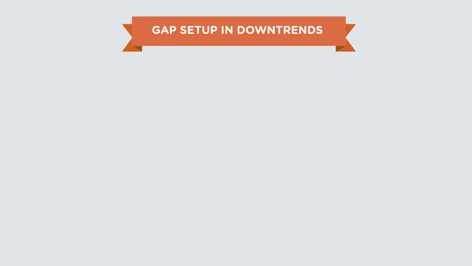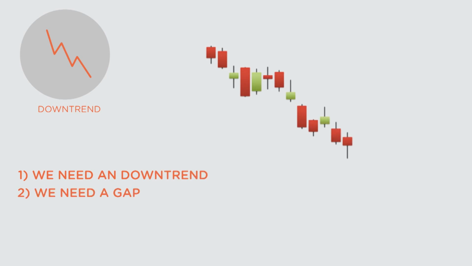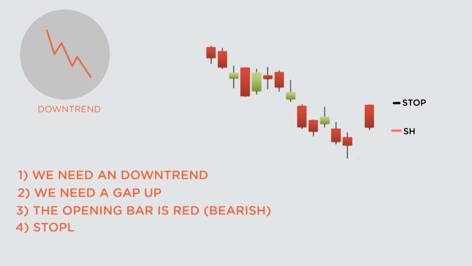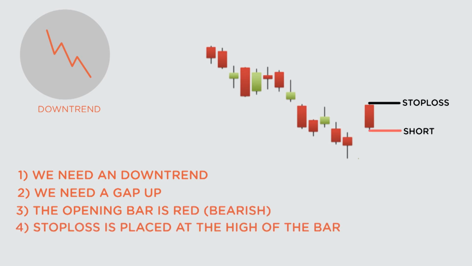Hi again. In this lesson, we'll be talking about another gap setup that is to be used only in downtrends. This is the setup. When we are in a downtrend, the opening bar gaps up and is a bearish bar. We short the low of that minus a small filter. Now, if trading Nifty, 1.5 points is a good filter to keep.